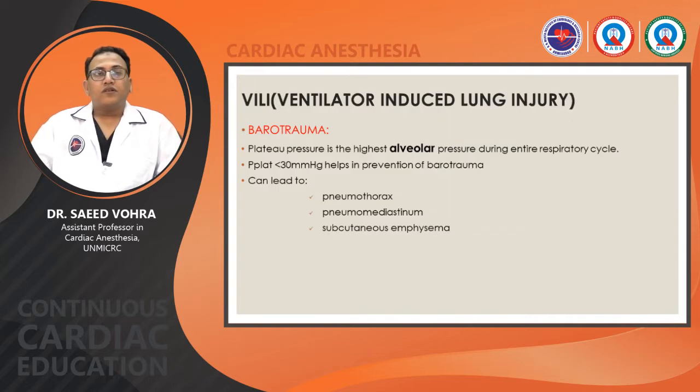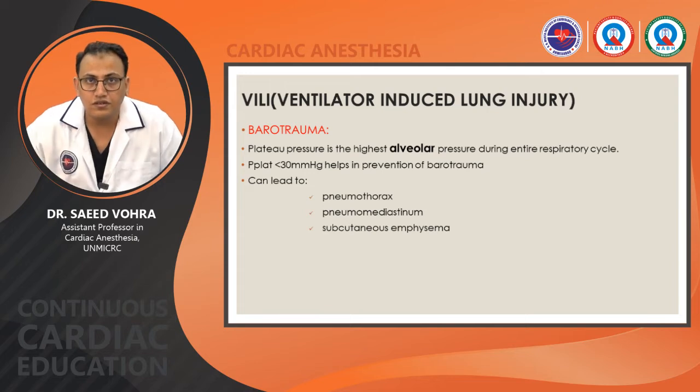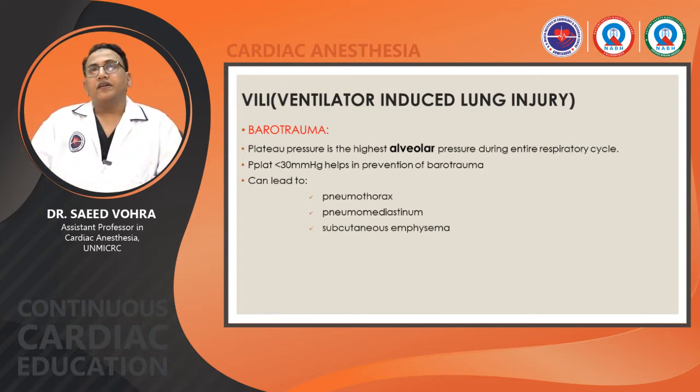Now, ventilator induced lung injury. Usually this type of injury occurs in friable lungs, like in ARDS. The injuries are of 4 types, basically: barotrauma, volutrauma, atelectrauma, and biotrauma. Biotrauma is due to inflammatory mediators. Barotrauma: the plateau pressure is the highest alveolar pressure during the entire respiratory cycle, so the target plateau pressure should be less than 30 mmHg, which helps in prevention of barotrauma. Barotrauma can lead to pneumothorax, pneumomediastinum, and subcutaneous emphysema.